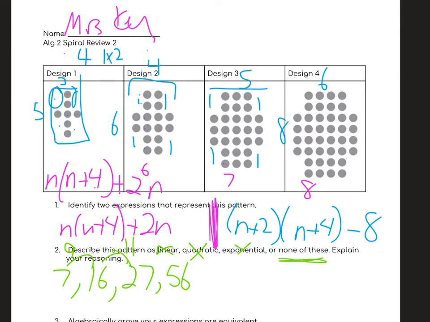The linear one would have to go up by the same amount each time. The quadratic one would have to go up by increasing amounts, but they would be understandable. So like a quadratic one would be like x squared. So 1 squared, 2 squared, 3 squared, 4 squared. So that goes up by 3, that goes up by 5, that goes up by 7. So something that's kind of a predictable pattern there. And exponential would be multiplying by something. We're not multiplying by the same thing each time. So I'm going to go with none of these.